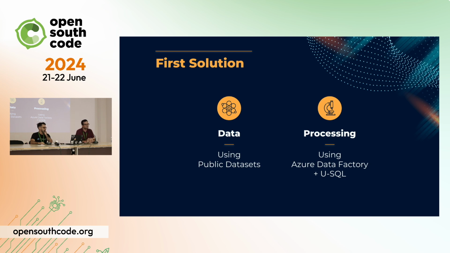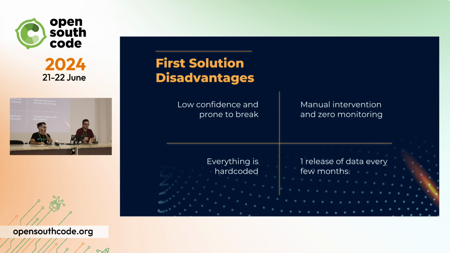So this solution was good, but it had problems. And let's see what kind of problems we had. Of course, there was low confidence, because as with everything, every start is difficult. So we had low confidence in it, we were new to it, and the system was prone to break. The second thing is that the majority of the things were hard-coded. And this is difficult when you want to go through major changes.